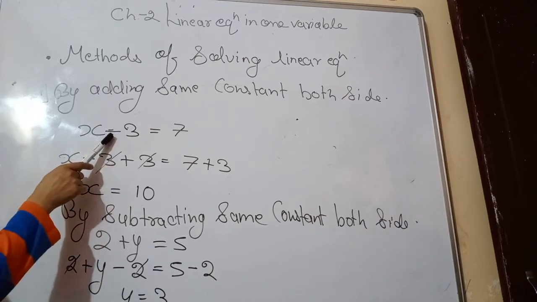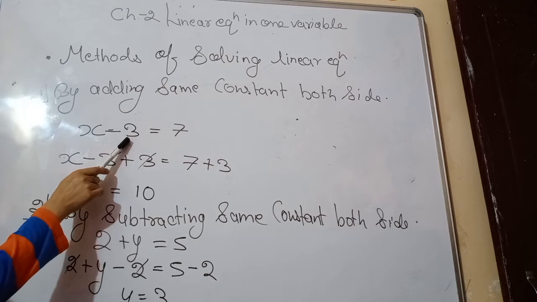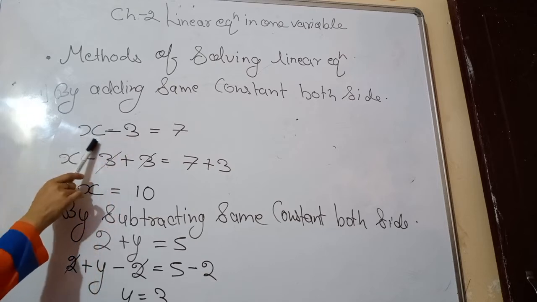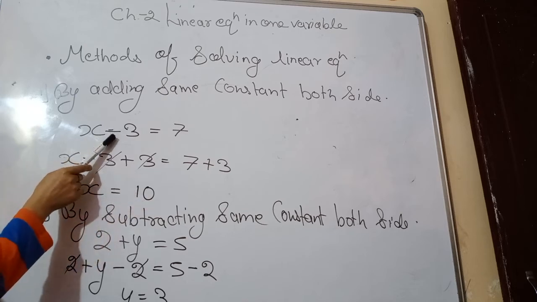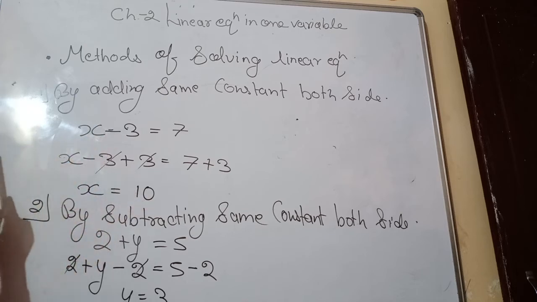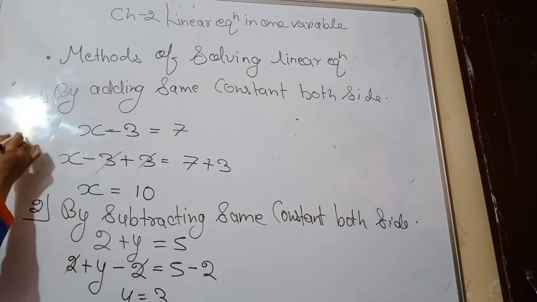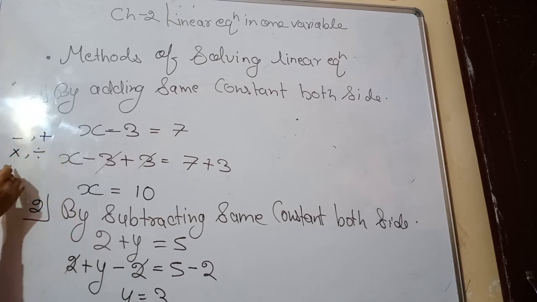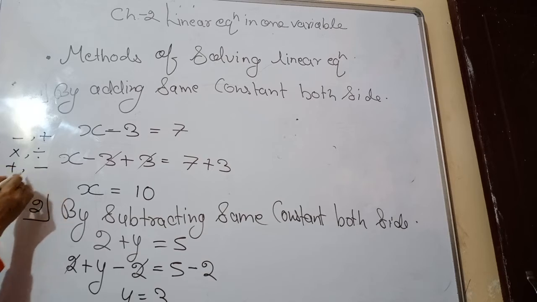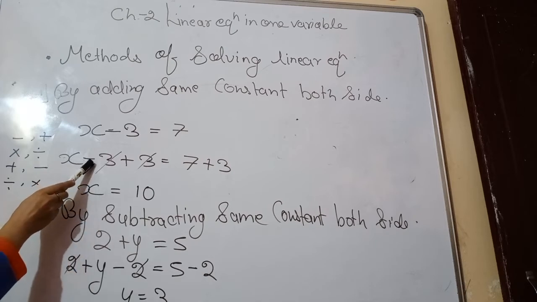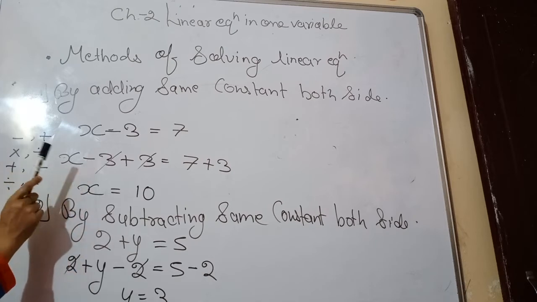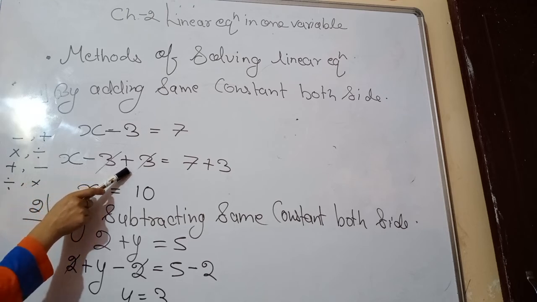So, if negative sign is given along with the constant which is written on the variable side, then what you have to do? You have to change the sign just opposite to negative. What is the opposite of negative sign? Opposite of negative is positive and opposite of multiply is divide. Similarly, opposite of positive is negative and opposite of divide is multiply. So we have to take the opposite sign of negative, which is addition.